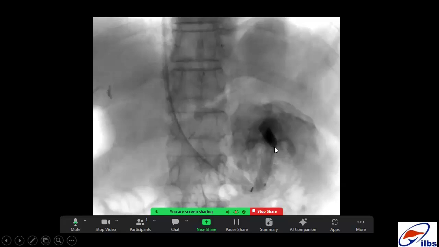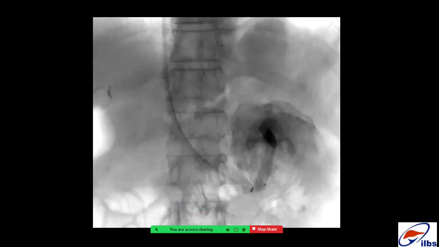You can see this balloon had actually ruptured one of the small venous channels. We see a lot of extravasation over here. So we again kept the balloon there, waited for it to thrombose. The patient was clinically stable, and gradually we deflated the balloon.